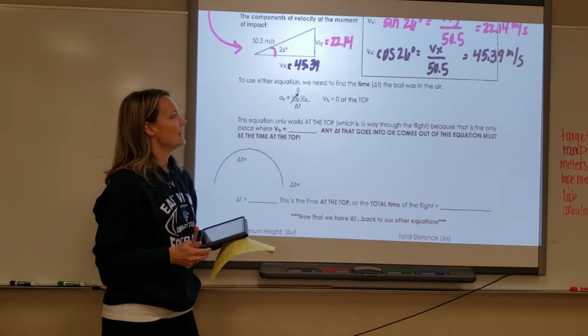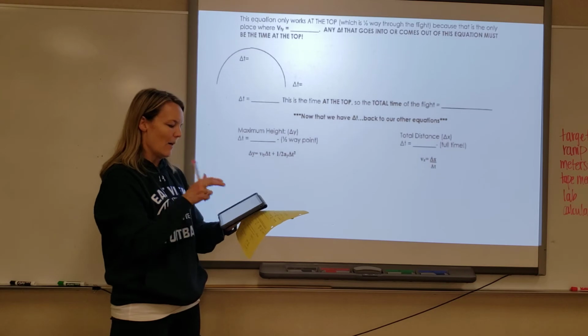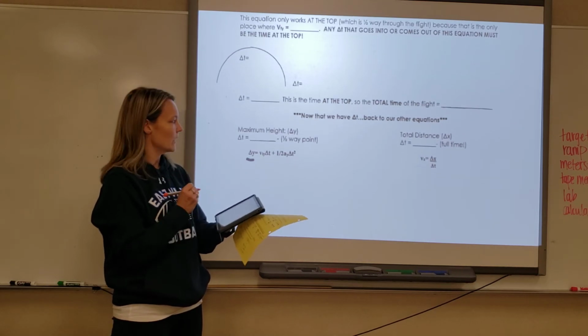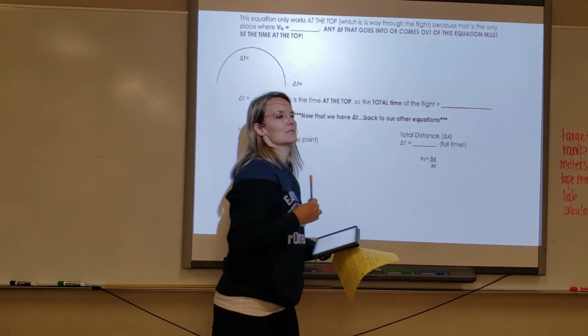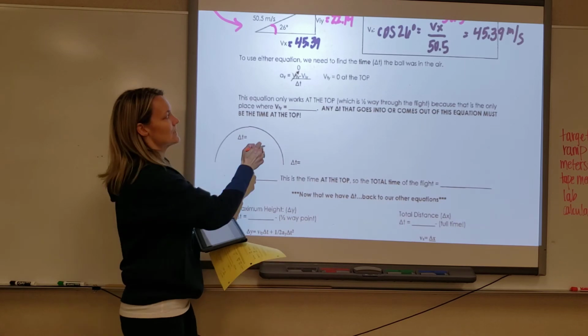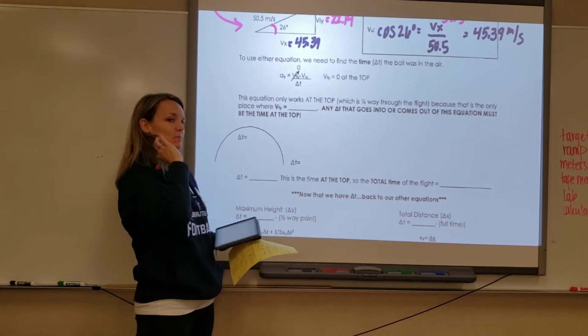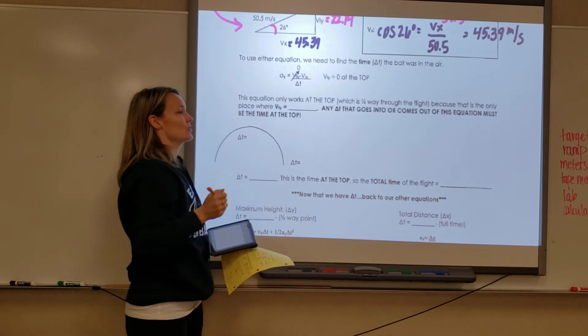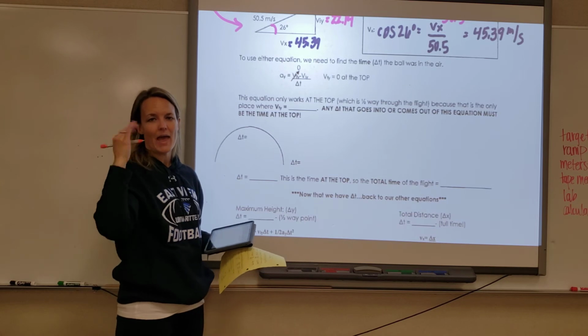All right, this equation right here, in order to find maximum height, delta y, we have to use that equation. To find total distance, delta x, we have to use that equation. Both of them need the time. So in order to find the time, we're going to use this new equation we just came up with. Same as before, except with little y's behind it to show it only works in the y. And we're going to use that equation to find the time at the peak.